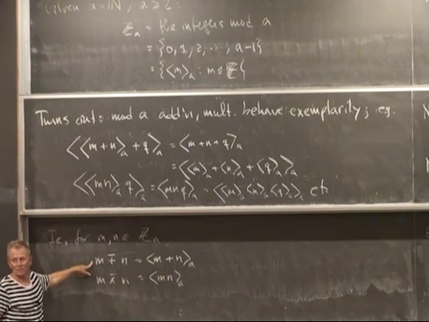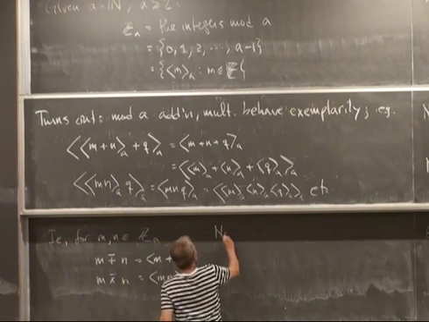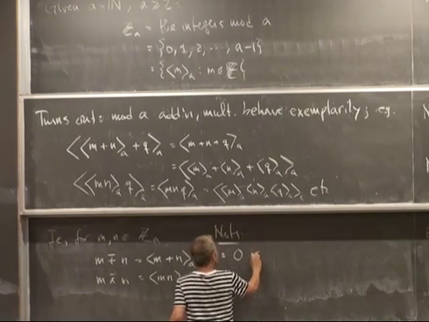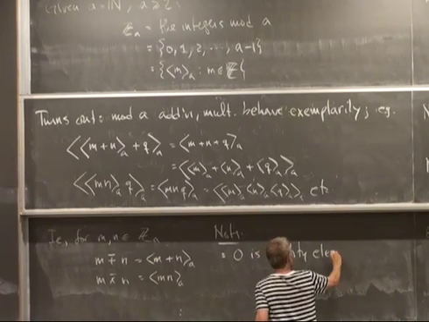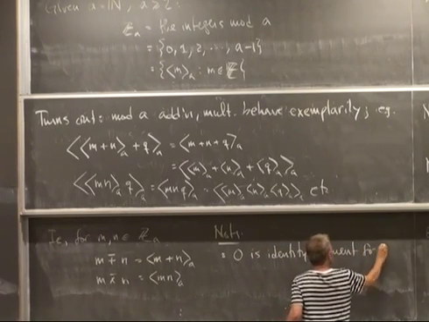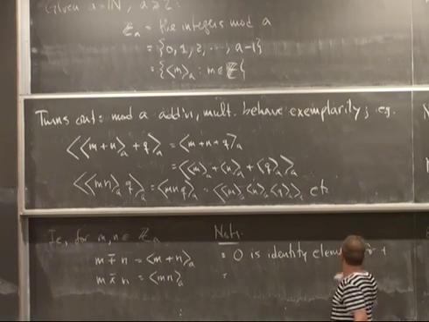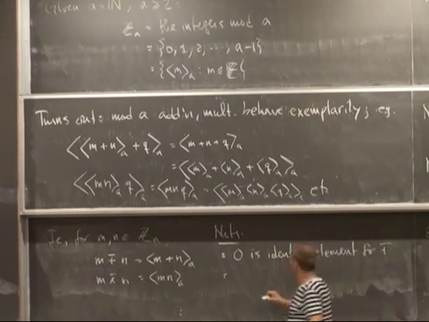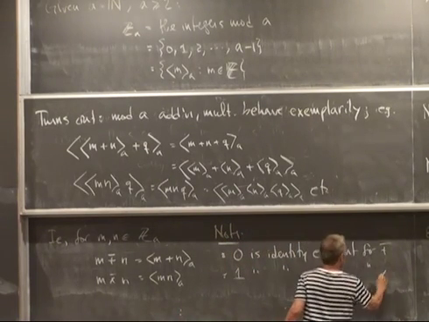Yes, what is it? 0. Thank you. So note, first off, 0 is an identity element for plus. Does the times bar operation have an identity element? 1. 1 is the identity element for times bar.